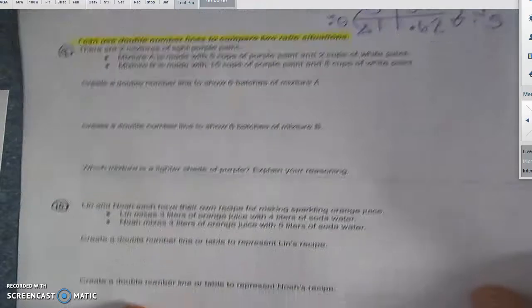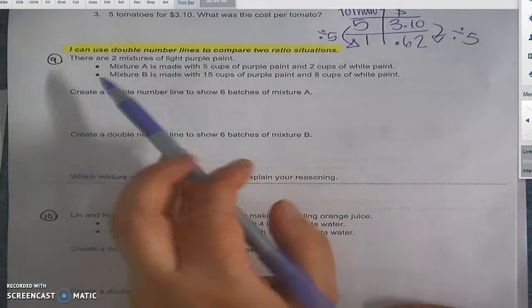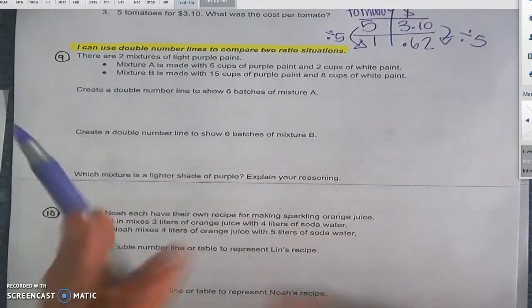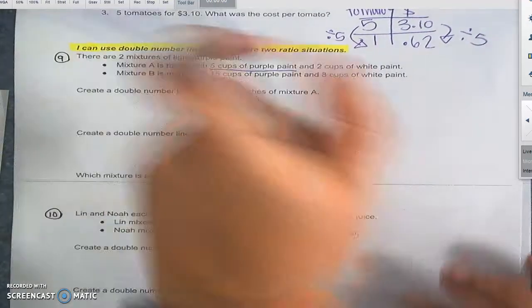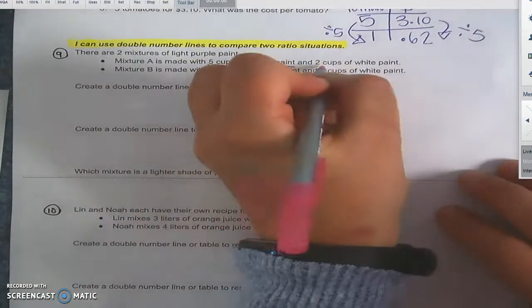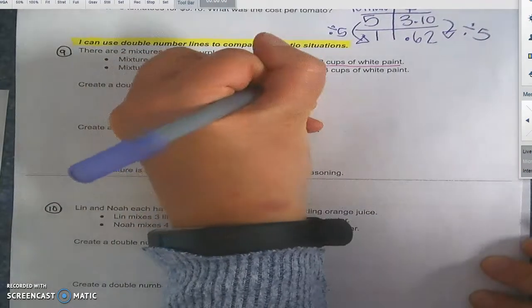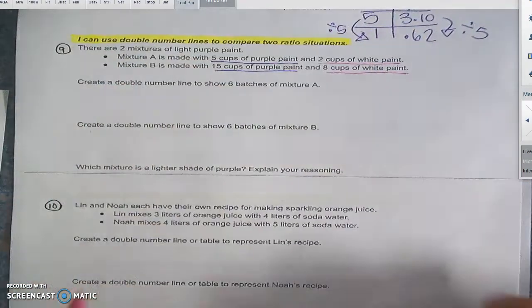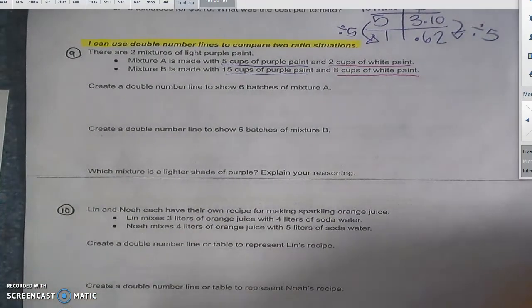All right, last section. I can use double number lines to compare 2 ratio situations. There are 2 mixtures of light purple paint. Mixture A is made with 5 cups of purple paint and 2 cups of white paint. Mixture B is made with 15 cups of purple paint and 8 cups of white paint. Create a double number line to show 6 batches of mixture A.